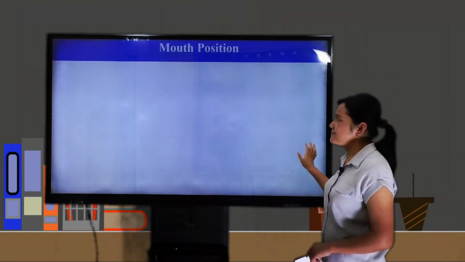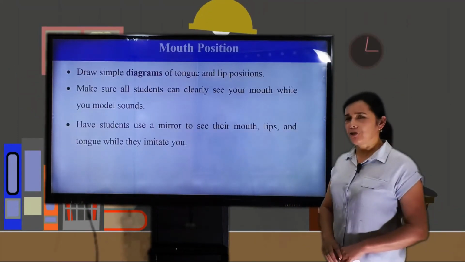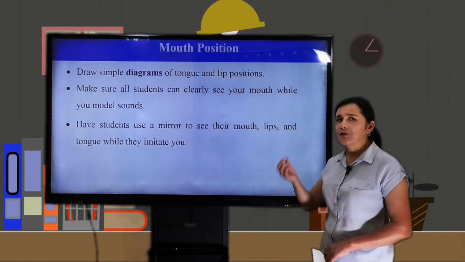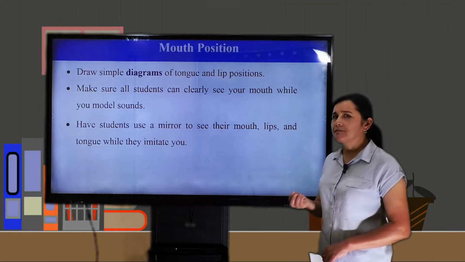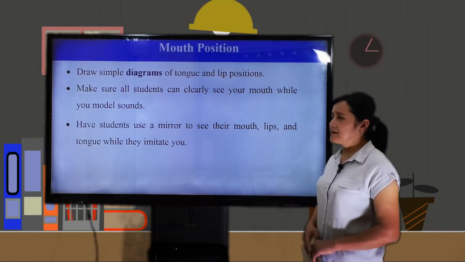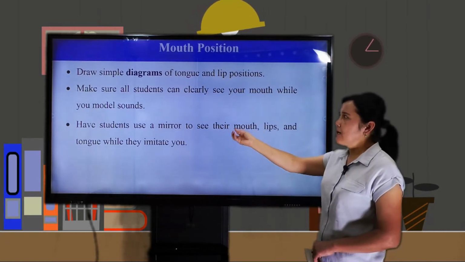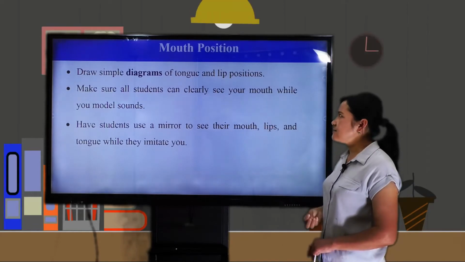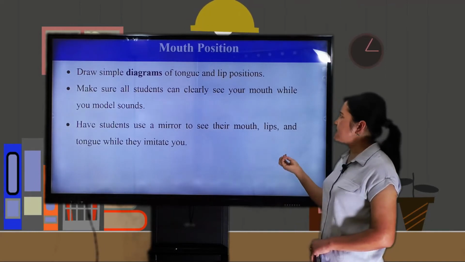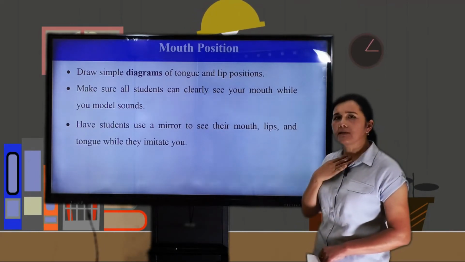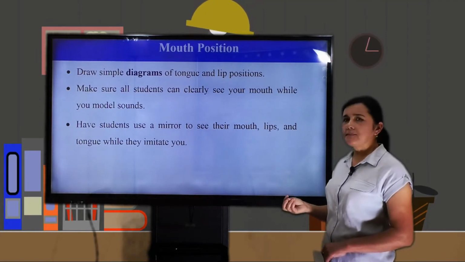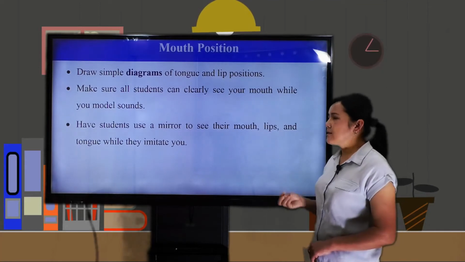Mouth position is also very important. If you feel embarrassed to show your mouth position to your students, you can use simple diagrams of tongue and lip positions. Make sure all students can clearly see your mouth while you model sounds. And have students use a mirror to see their mouth, lips, and tongue while they imitate you.